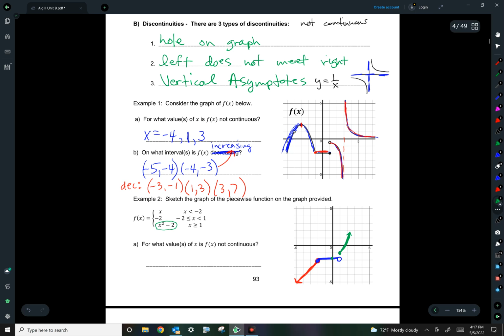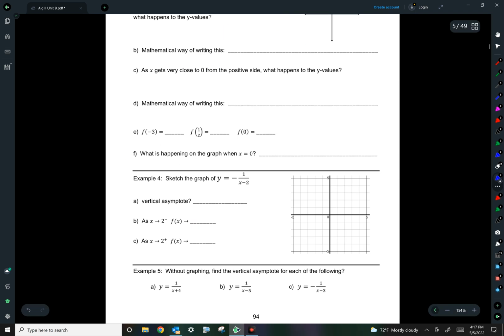So this is the piecewise function. They don't all have to be connected. Sometimes the pieces connect and sometimes they don't. So letter A says, for what value of x is the function not continuous? Well, where is it not connected? Well, it's not connected at x equals 1. Okay, so that's what it means to identify places where a graph is not continuous, right? Not connected. Okay.